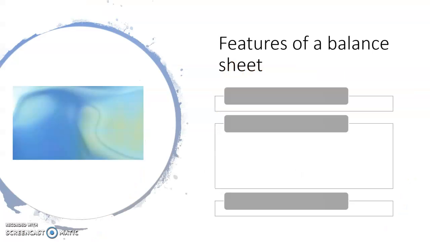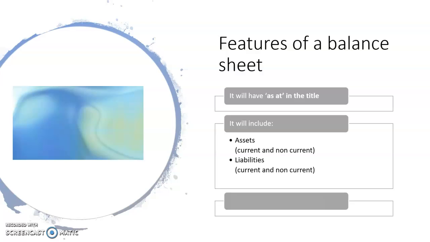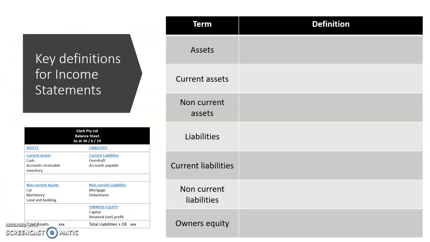So how do we know what we're looking at is a balance sheet? There's a number of key features that we need to be aware of. First of all, it's going to have the words "as at" in the title. Secondly, it's going to include assets, which can be broken up into current and non-current assets, liabilities, which can also be broken up into current and non-current, and finally, it's going to have owner's equity. However, probably the most important feature and characteristic that you need to remember is that both sides of the balance sheet are going to equal.